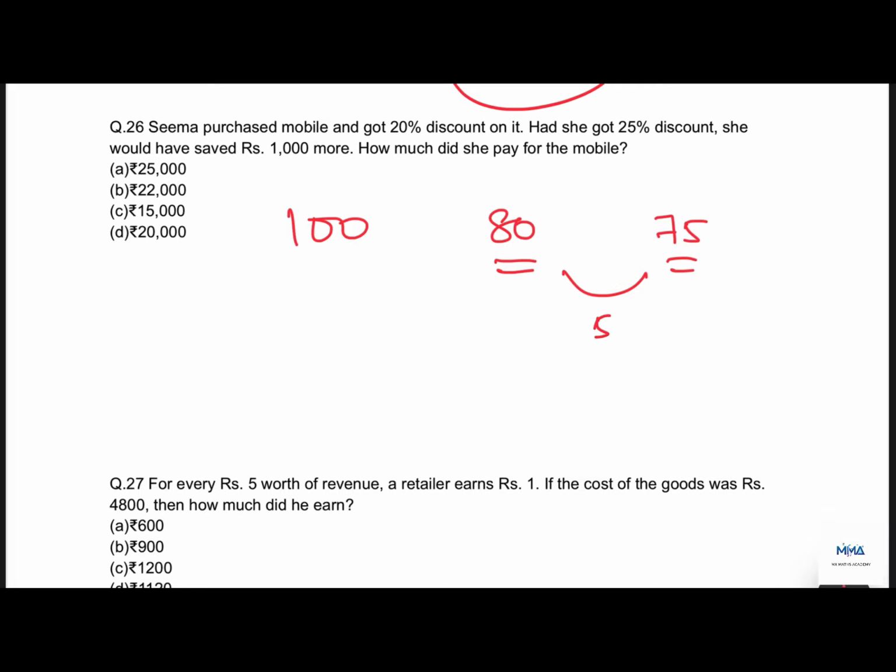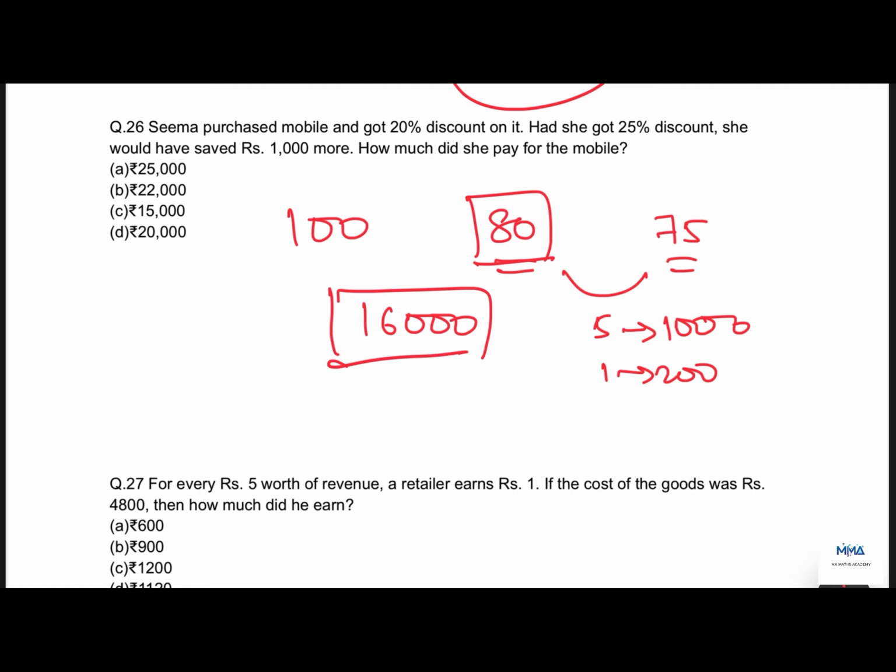So 5 units is equal to 1000. So each unit is going to be equal to 200. And since she has to pay 80, the resultant price that she would have ended up paying is 16,000. I'm sorry guys, this is 16,000.